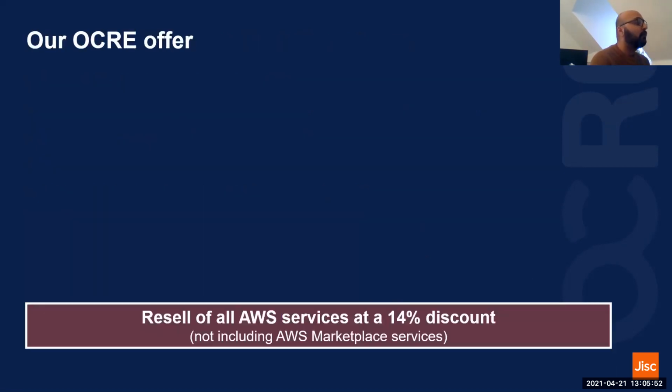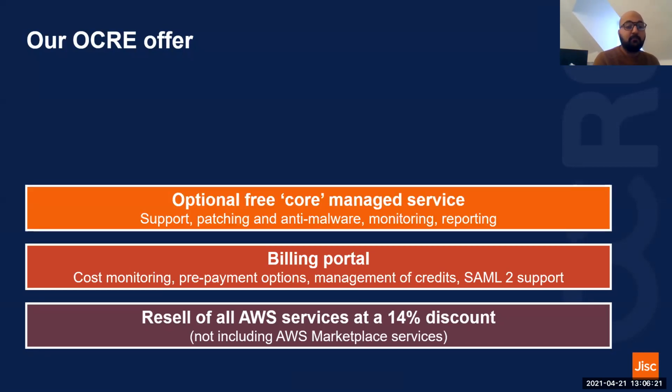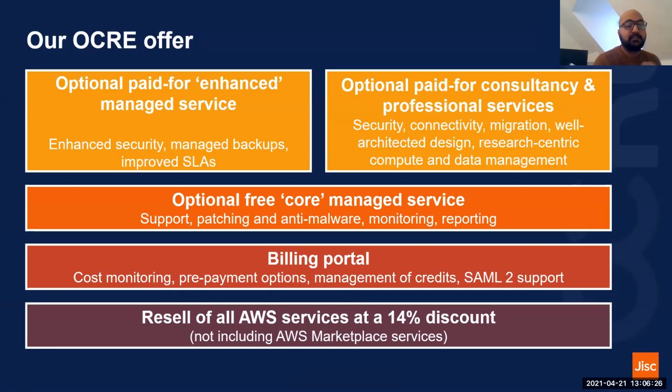So what is our OCRE offer? We have been selected as the UK AWS reseller on the OCRE framework. We have negotiated a deal to offer the sector a 14% discount on AWS list price. This is with no spend commit, so a unique opportunity for smaller spending organizations. Whenever an organization buys AWS from Jisc, they get access to our billing portal and core managed service, which includes patching, monitoring, and support. We also offer paid-for enhanced support options, such as consultancy and professional services.